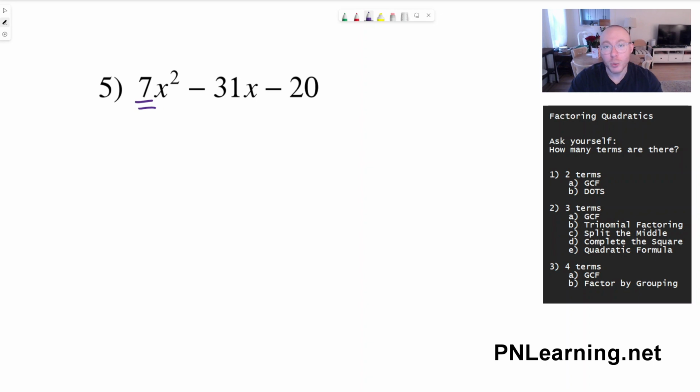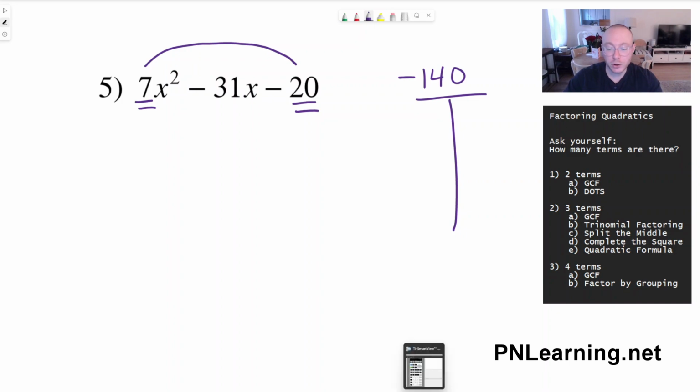When that's the case, when a is not equal to 1, you're going to use the next method of factoring that we want to cover today, which is called split the middle. Some people call this AC factoring, but you're basically going to take the a term and multiply it by the c term. 7 times negative 20 would give you negative 140. And what we're going to try to do is find all the factors of negative 140 that we can.